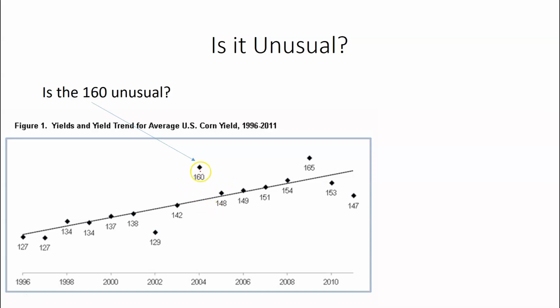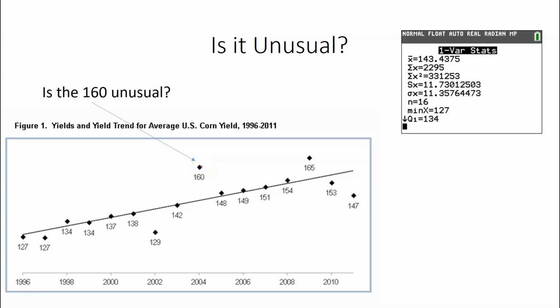So unusual. Here's a question. Here we're looking at yields and yield trends for corn between 1996 and 2011. The question is, is that unusual? That one seems to be kind of far away. Well, we can go through and take a look.